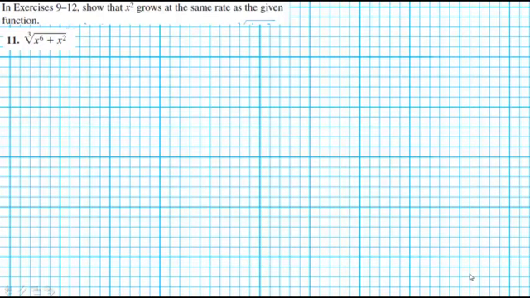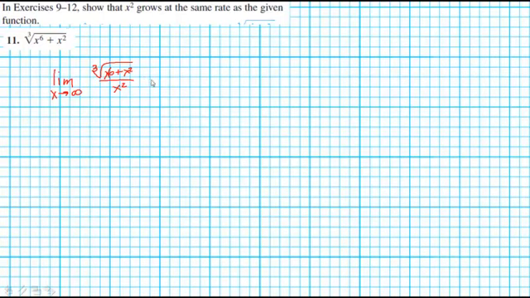Here's problem number 11 from section 8.3. We are going to find out that this expression grows at the same rate as x squared. So we're going to take the limit as x approaches infinity of the cube root of x to the 6 plus x squared, all over x squared.